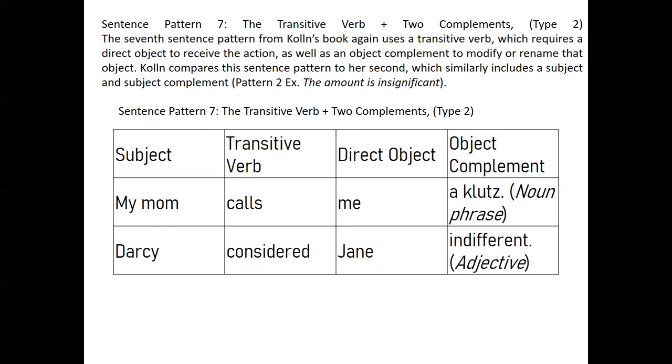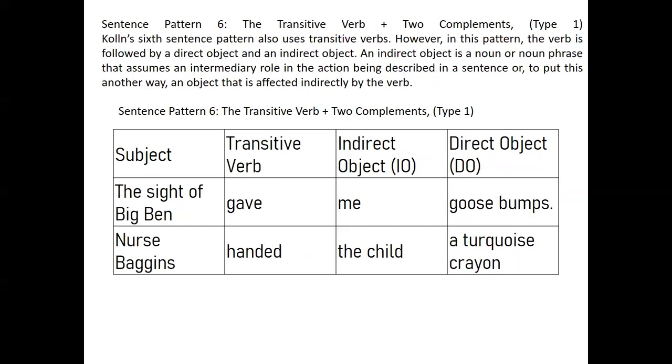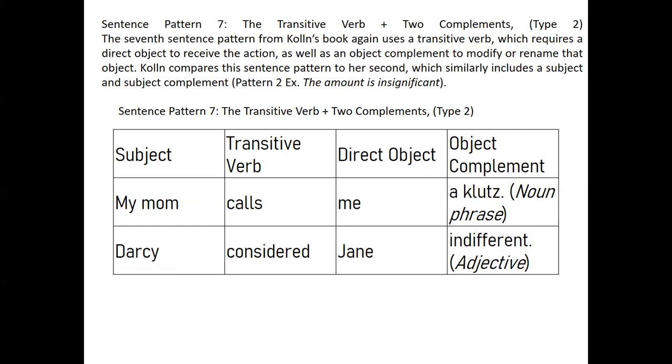Okay, right now, let's discuss this part. Subject, my mom. Transitive verb, calls. So calls me. Me is the direct object. Then a klutz. Who receives a klutz? The subject or the direct object? Still the direct object. Okay? So the difference here is this direct object.